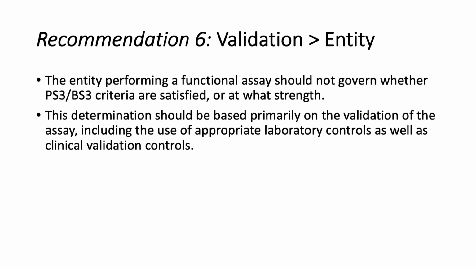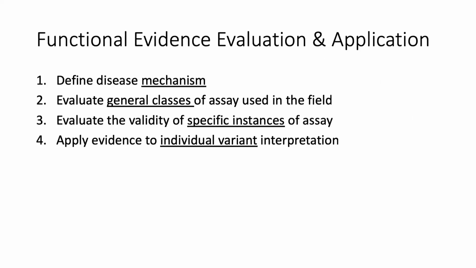So next I'll walk through the 4 steps that we developed to curate functional evidence and decide whether these codes should be applied and at what strength. So first, defining the disease mechanism, then evaluating the general class of assay used in the field, then evaluating the validity of specific instances of an assay, and then finally applying the evidence to individual variant interpretation.